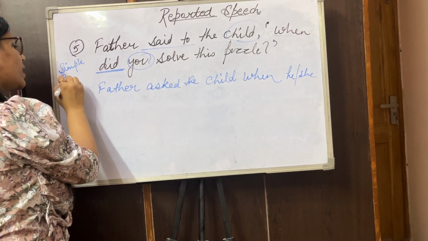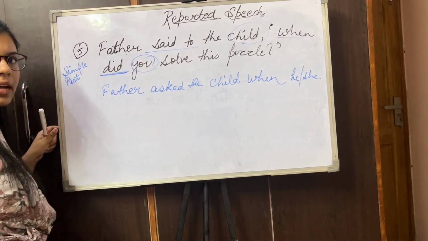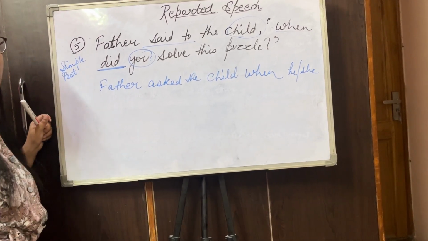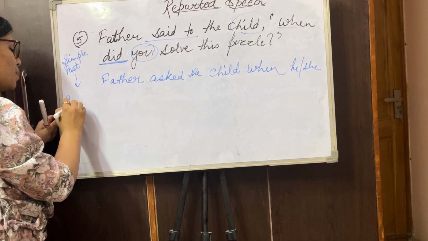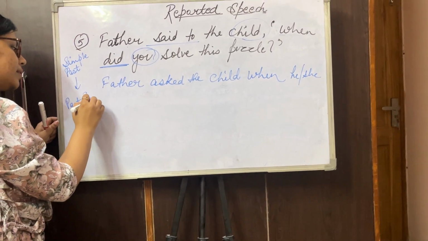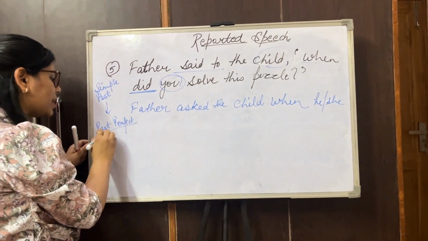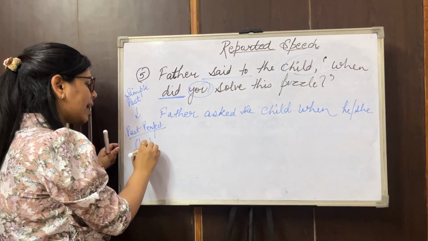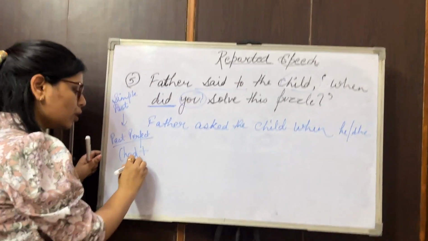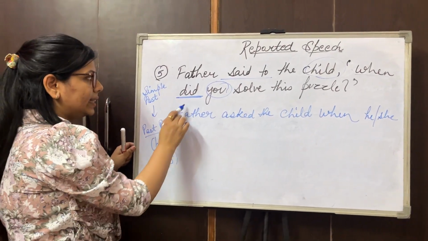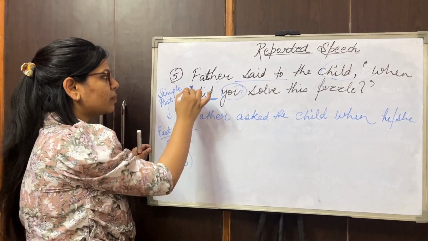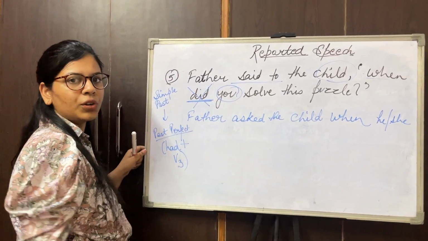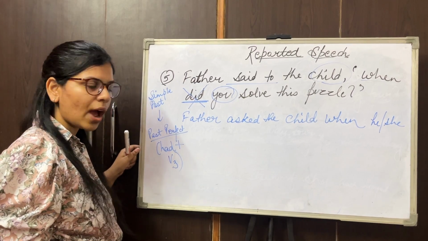In continuous, was comes. In perfect, had comes. Did means simple past tense. Now simple past tense changes to past perfect. And what comes in past perfect? Had plus the third form of the verb. So did has neither had nor the third form of the verb. That means it is simply not required. So we will cancel out did.